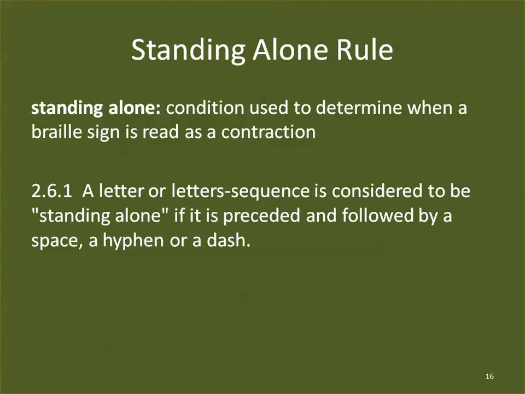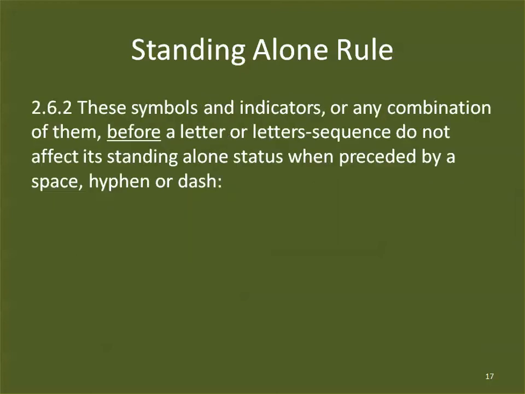So let's get into this. Standing alone is a condition used to determine when a Braille sign is read as a contraction. A letter or letter sequence is considered to be standing alone if it is preceded and followed by a space, a hyphen, or a dash. We will be saying that phrase almost as a mantra. By the end of this course, you'll probably be seeing it in your sleep. So space, hyphen, or dash before and after will make something standing alone.